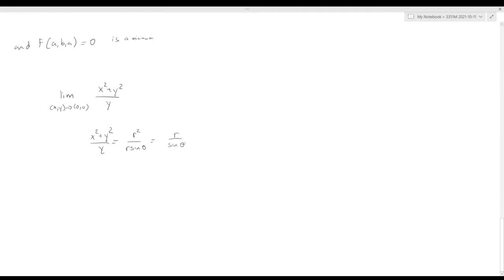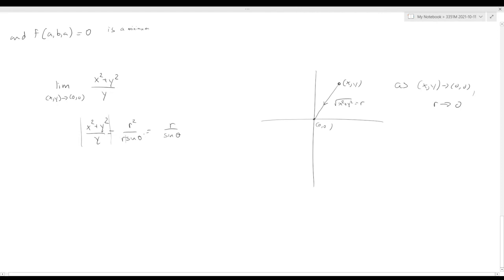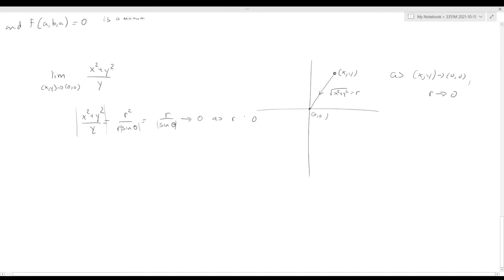Okay, so now we know that if we're going to the origin, r has to be going to 0, right? As our arbitrary point here goes to the origin, its distance from the origin has to go to 0. So as r goes to 0, can we conclude, if we take the limit, let's take the absolute value so we don't have to worry, it's true that as r goes to 0, this goes to 0. So does that prove that this limit is 0?